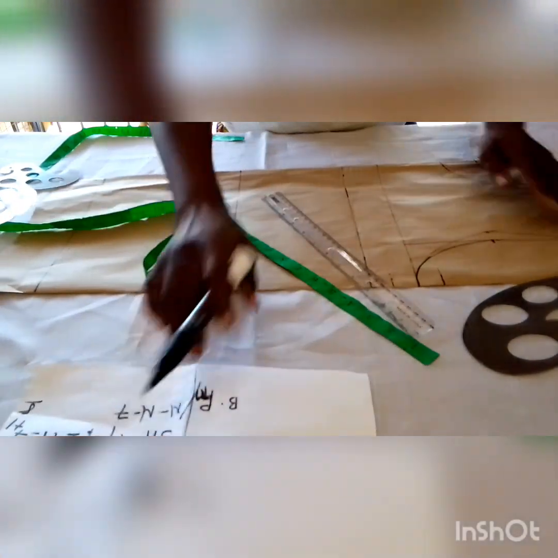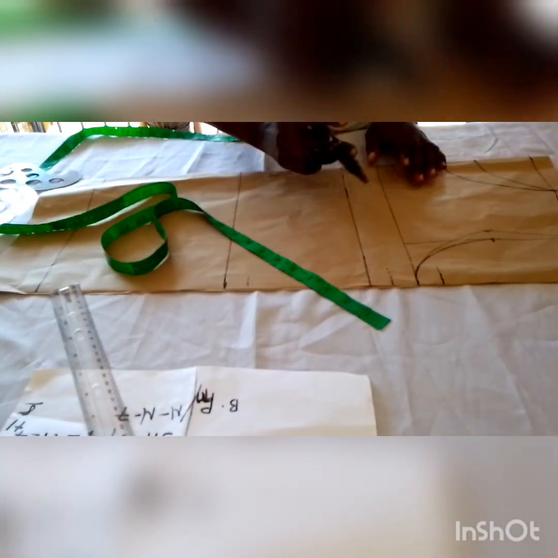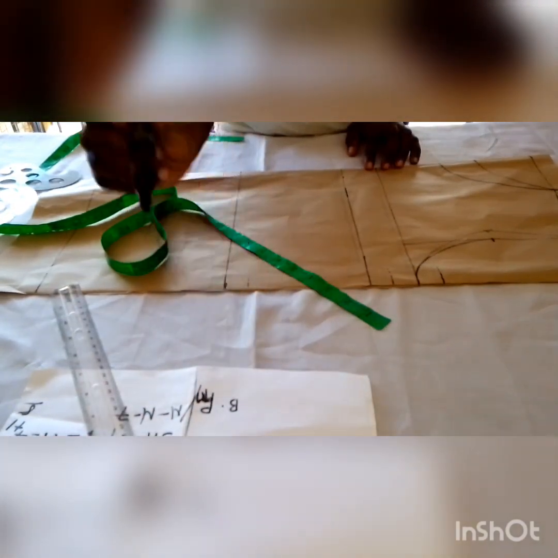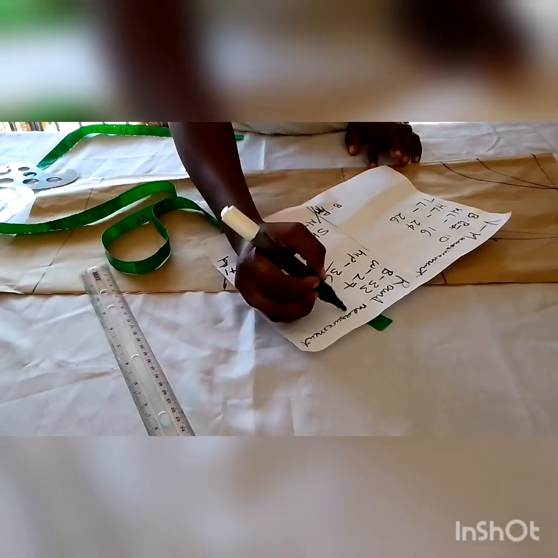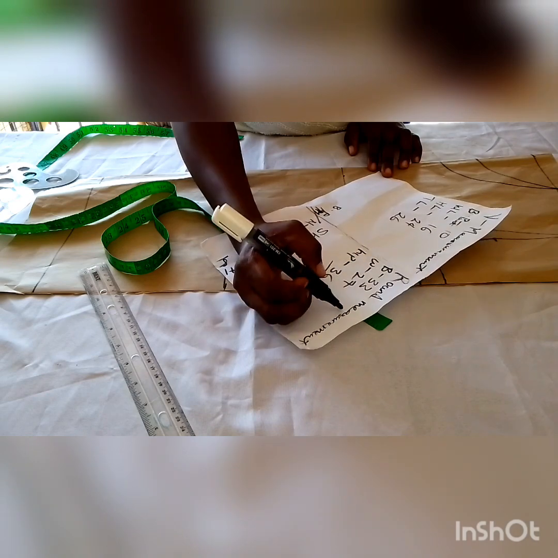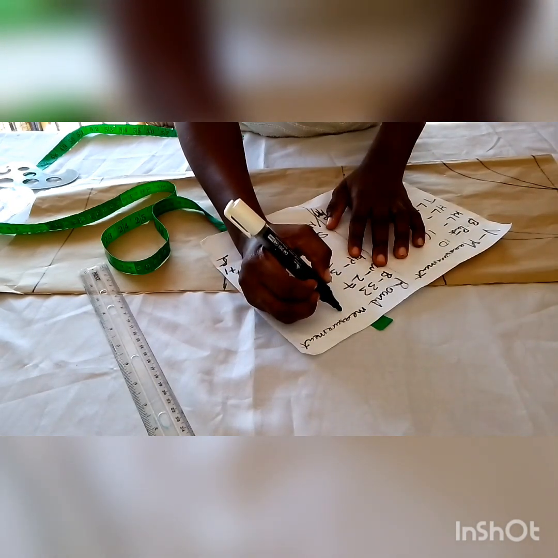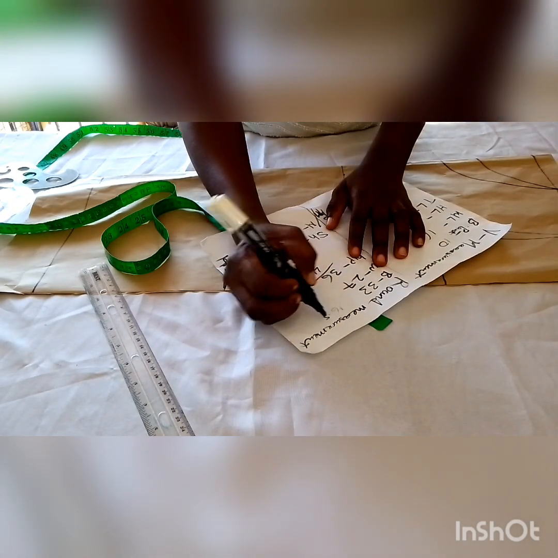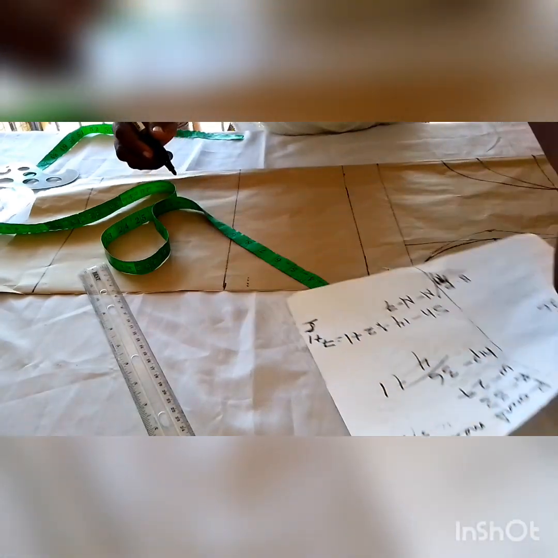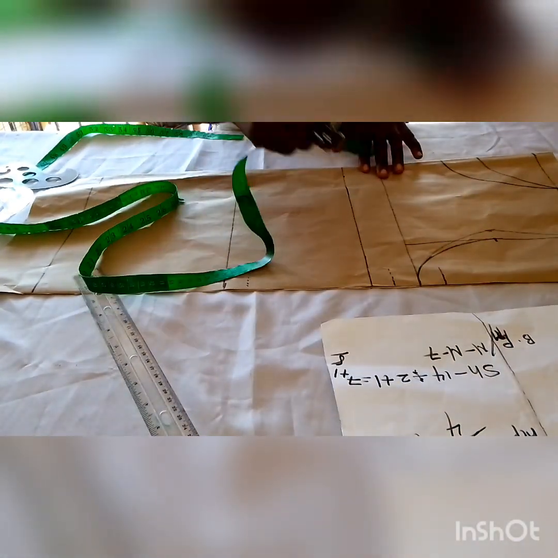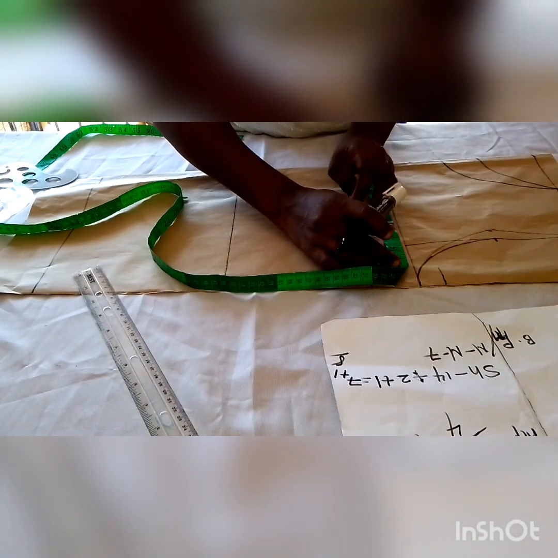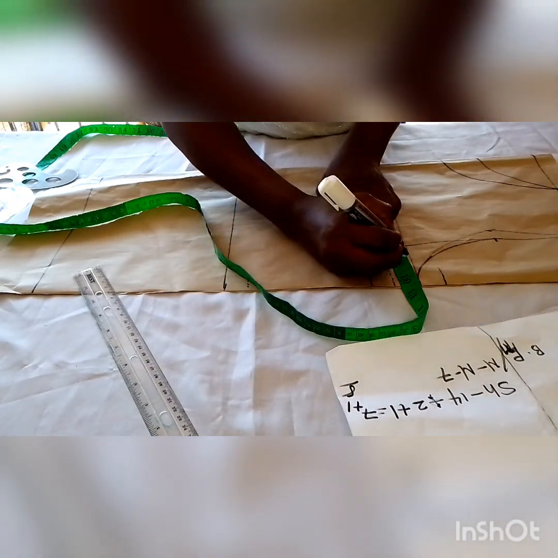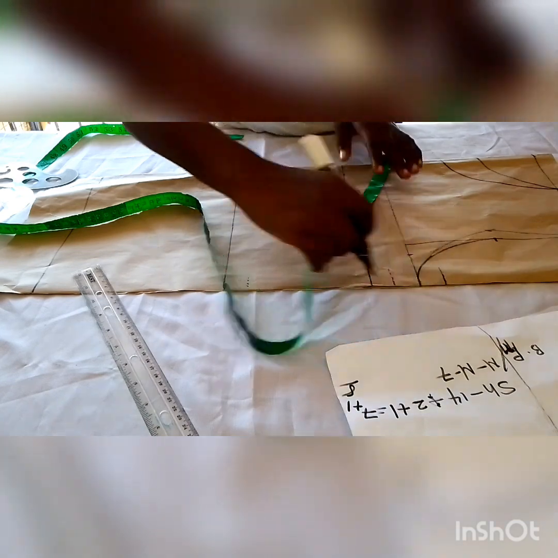So now is to place our round measurements on our vertical measurement lines. I'll place the bust measurement divided by 4 on the chest line. The bust is 33, 33 divided by 4. 33 divided by 2 is 16.5, divided by 2 again, that's 8.25. You mark it on the chest line right there.